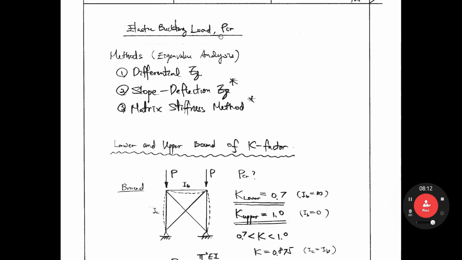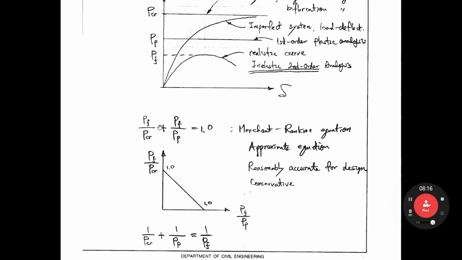In order to get PCR first. Among PCR and PF, we will get PCR first. Later on, we will get PP. The procedure to get PCR and PP is the analytical approach. After that, we get PF. It is just an approximate approach using the Merchant-Rankine equation.